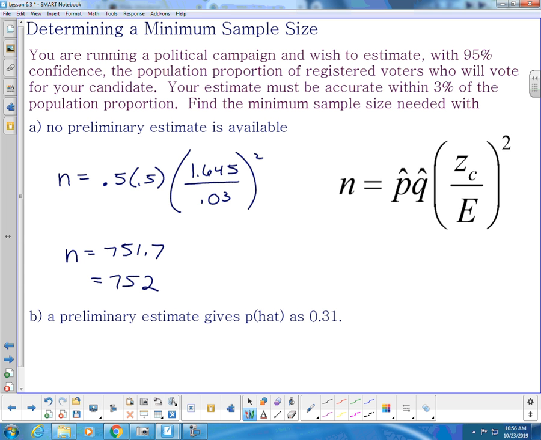What? Thanks, Pete. You said it was for 0.95, right? Oh, yeah, that's 1.96. I forgot to check it. Sorry. That changes it a bit. I just used the wrong number. All right. So that's how many people we need in our sample.